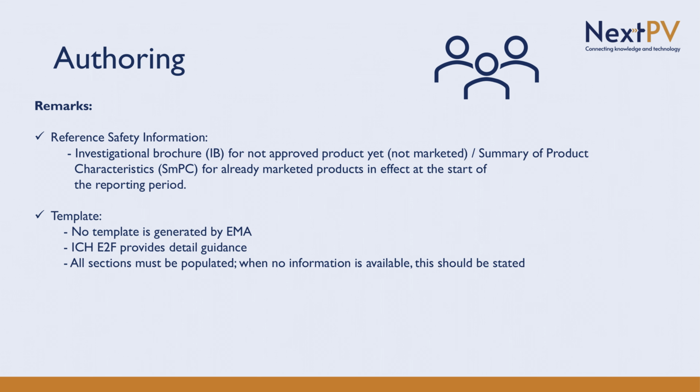Authoring. When authoring a DSUR, reference safety information is crucial. For non-marketed products, the investigator's brochure, IB, is used, while the summary of product characteristics, SmPC, is referenced for marketed products. Although the EMA does not provide a specific template, ICH E2F offers detailed guidance. All sections must be populated, and if no information is available, this should be explicitly stated. This ensures comprehensive coverage of all relevant safety information, providing a clear and thorough overview of the investigational drug's safety profile.